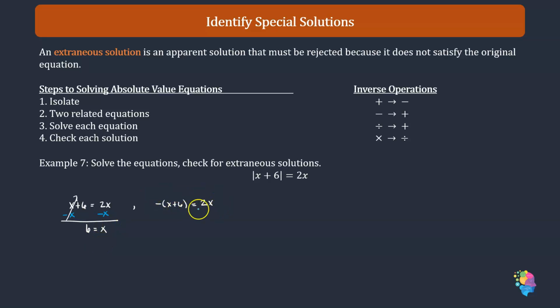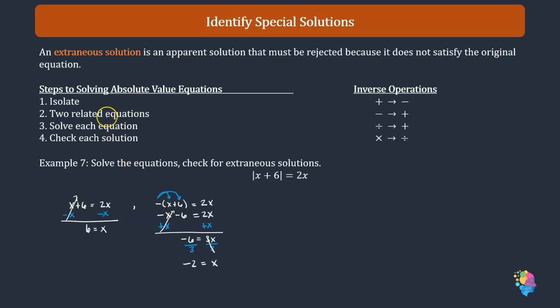Let's find the solution for this second equation. Let's distribute the negative. This is going to give us negative x minus 6 is equal to 2x. I'm going to move the variable to the right side by adding, since this is a minus. This goes to 0. Negative 6 is equal to 3x. We still need one more step on this one. I need to divide by 3 both sides. Negative 6 divided by 3, that's negative 2 equals x. All right, so our two possible solutions right now are 6 and negative 2.